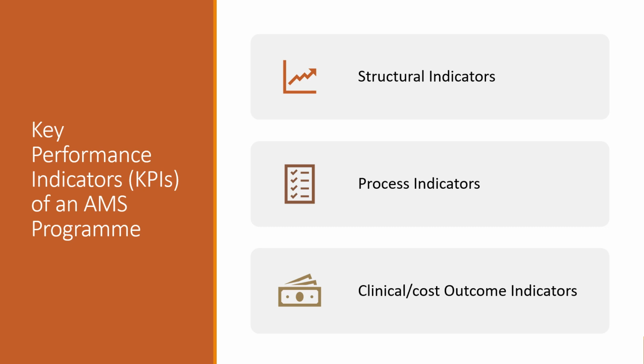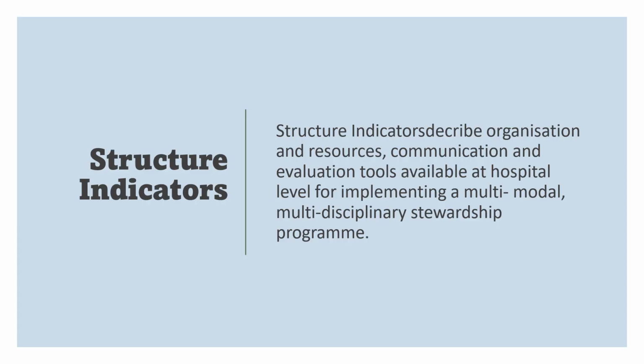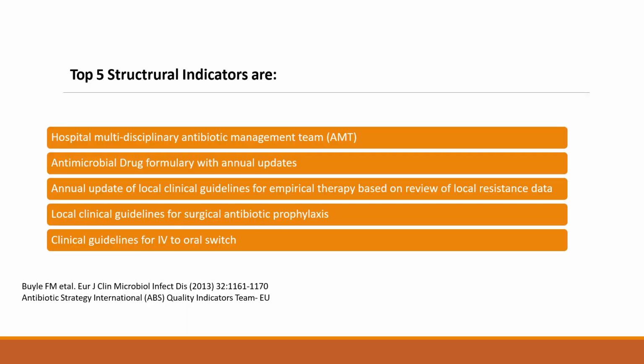What are the key performance indicators? This includes structural indicators, process indicators, and the outcome indicators. Indicators describe the organization and resources, communication and evaluation tools available at the hospital level for implementing a multimodal, multidisciplinary stewardship program. What are the top 5 structural indicators? It includes multidisciplinary antibiotic management team, antibiotic drug formulary with annual update of local guidelines, local clinical guidelines for IV to oral switch, from broad to narrow switch.